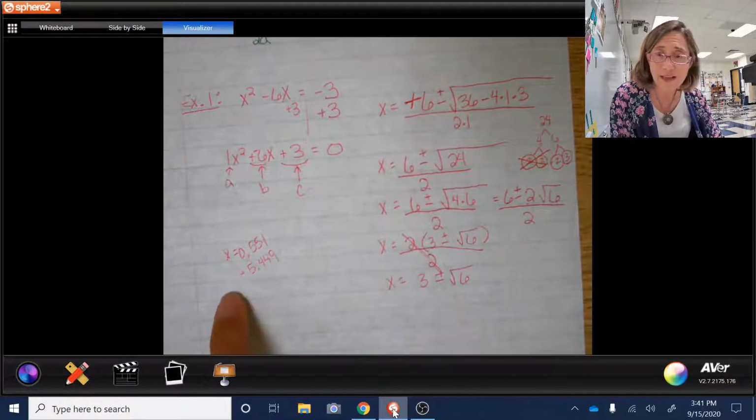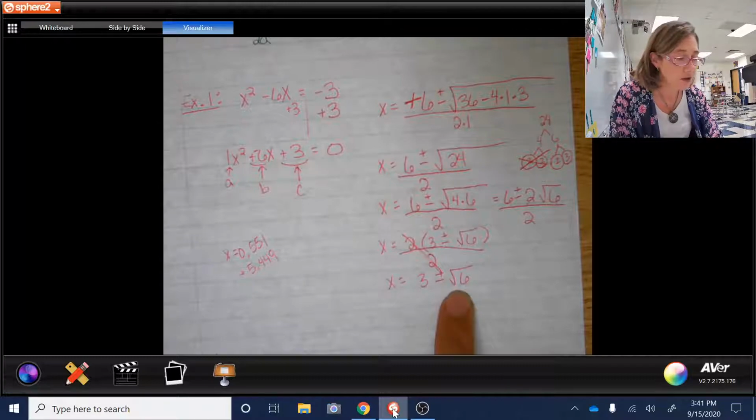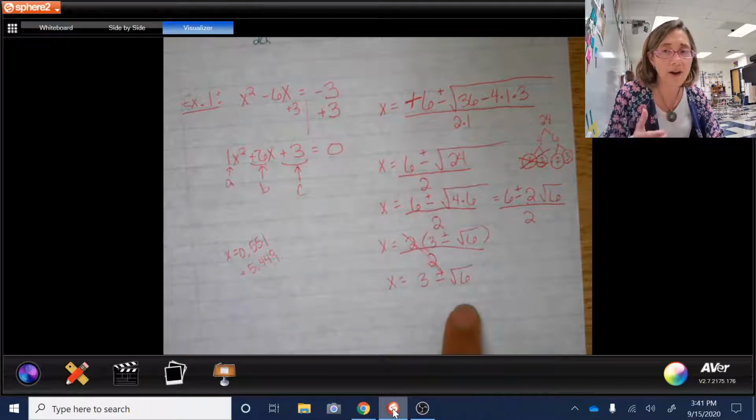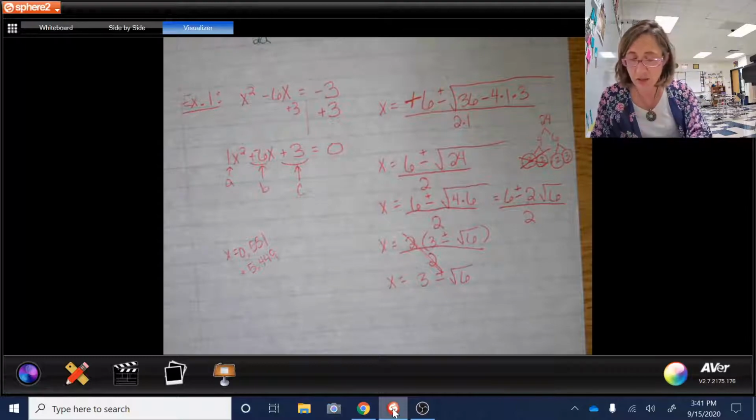So we don't want the decimal unless the problem specifies that you want the decimal. We want the radical form of this. So don't give me the decimal unless I ask for it. In higher math, the radical form or fraction form is preferred. So there's one example of this. Let's do another one.